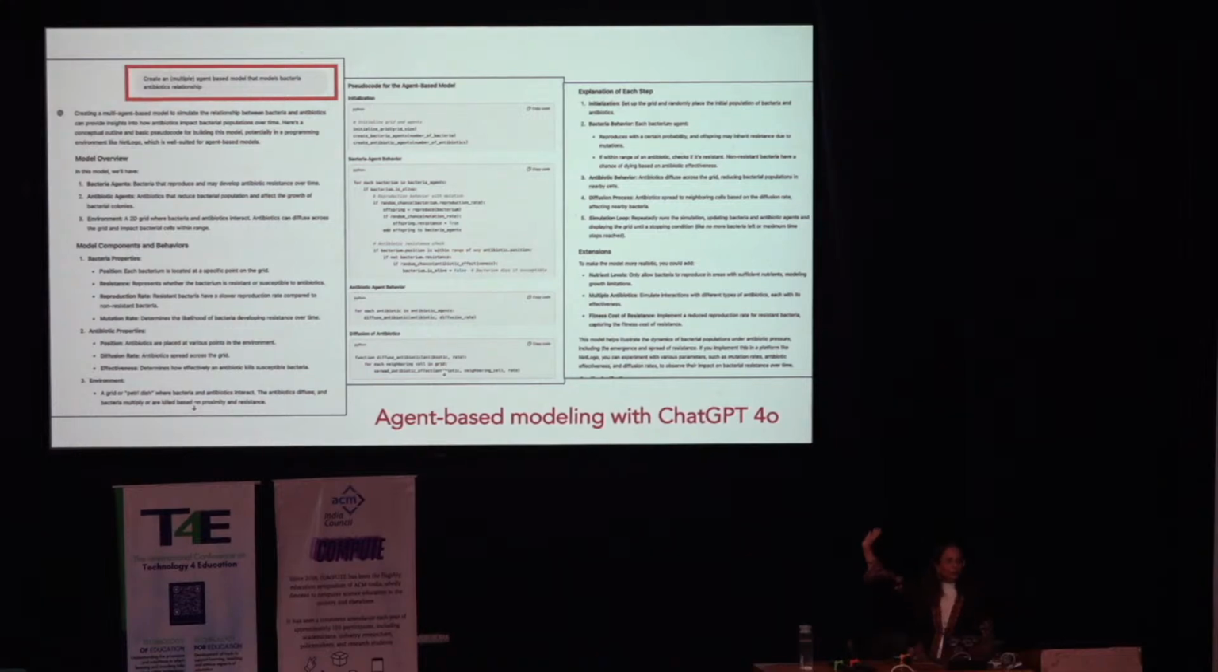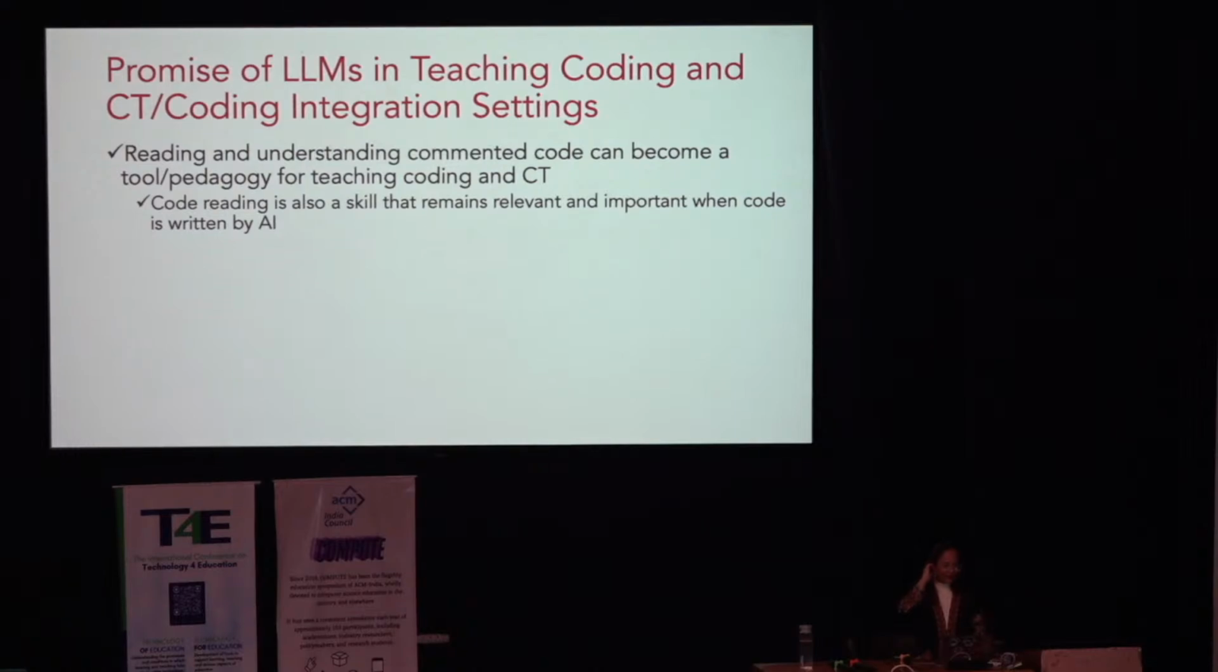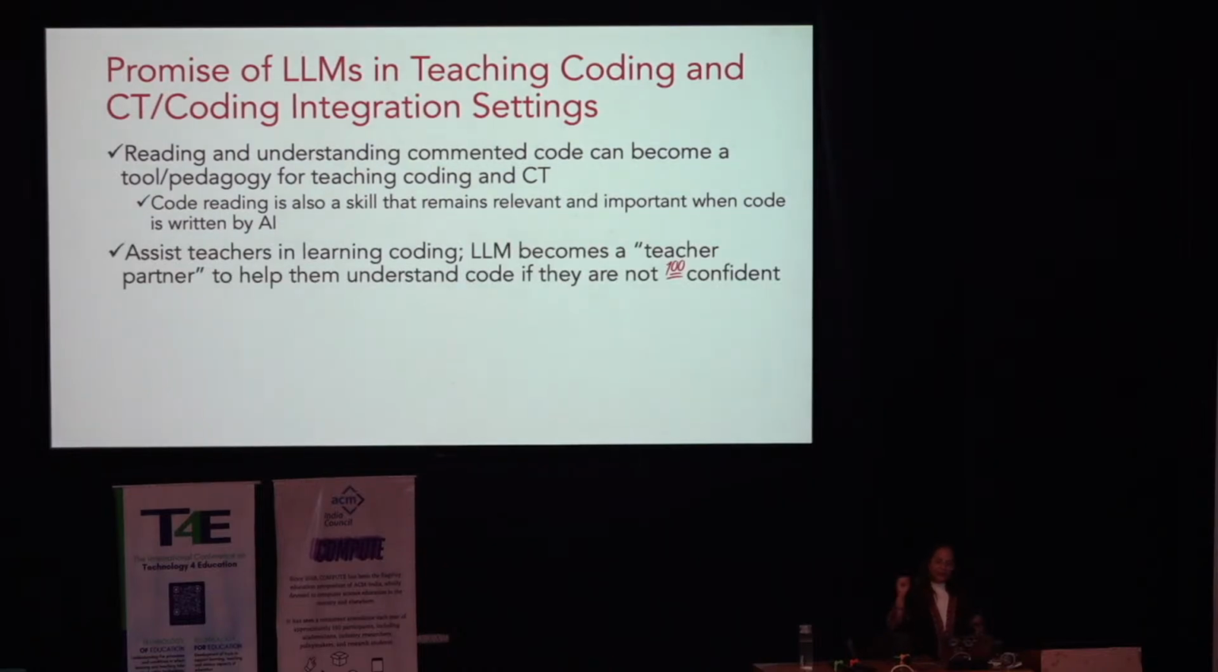It also said that you would actually code this in an environment like NetLogo, which is exactly what we do in the US. A lot of this kind of agent-based modeling is done in science and social studies classrooms using an environment called NetLogo. And so, there is a certain promise I see even in the use of LLMs for teaching coding. Because if I say now comment this code, every single line it'll comment, which is like an explanation that a teacher gives. So I think reading and understanding commented code can become a pedagogy for actually teaching how to code. Code reading is anyway a useful skill that remains relevant and important when code is being written by AI.